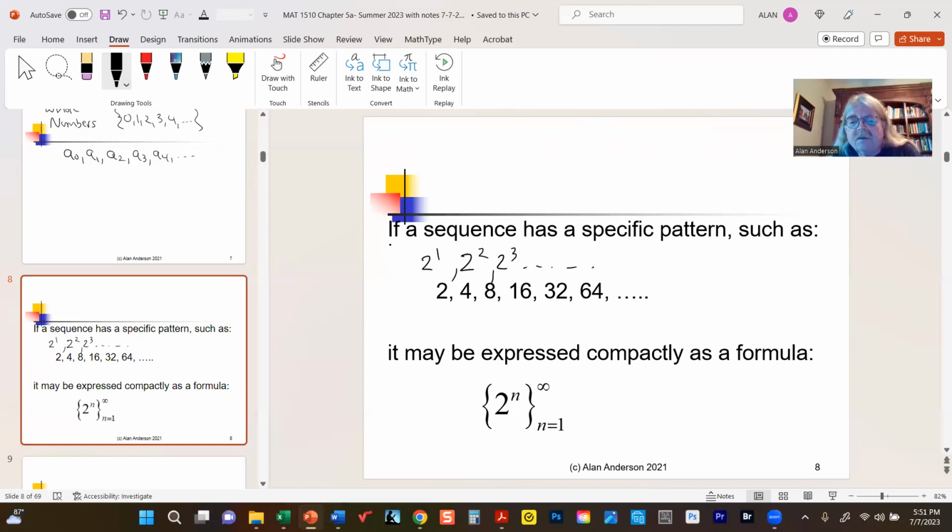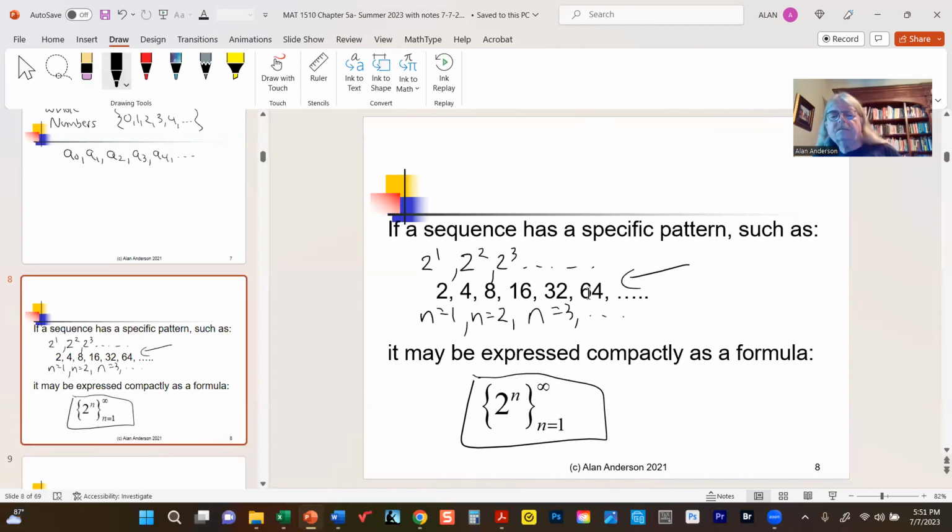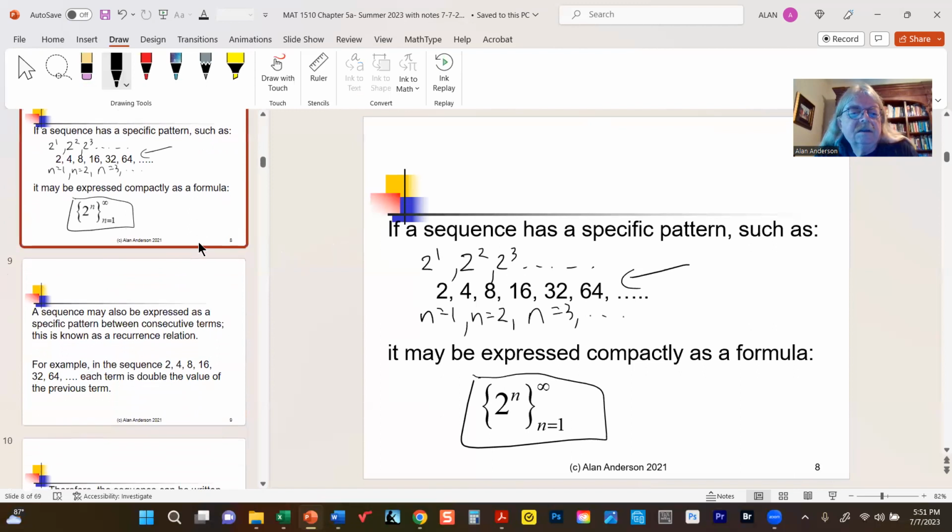So why not write it like that? Why not take advantage of that? If the indexes are 1 to infinity, well, you've got a very nice formula here, 2 to the nth power. That's it, because all of those terms are 2 to the power of n. And so that means all of this writing can be replaced with this expression. Sometimes the formula can be very, very messy, though. But it's nice to know that you can do this.